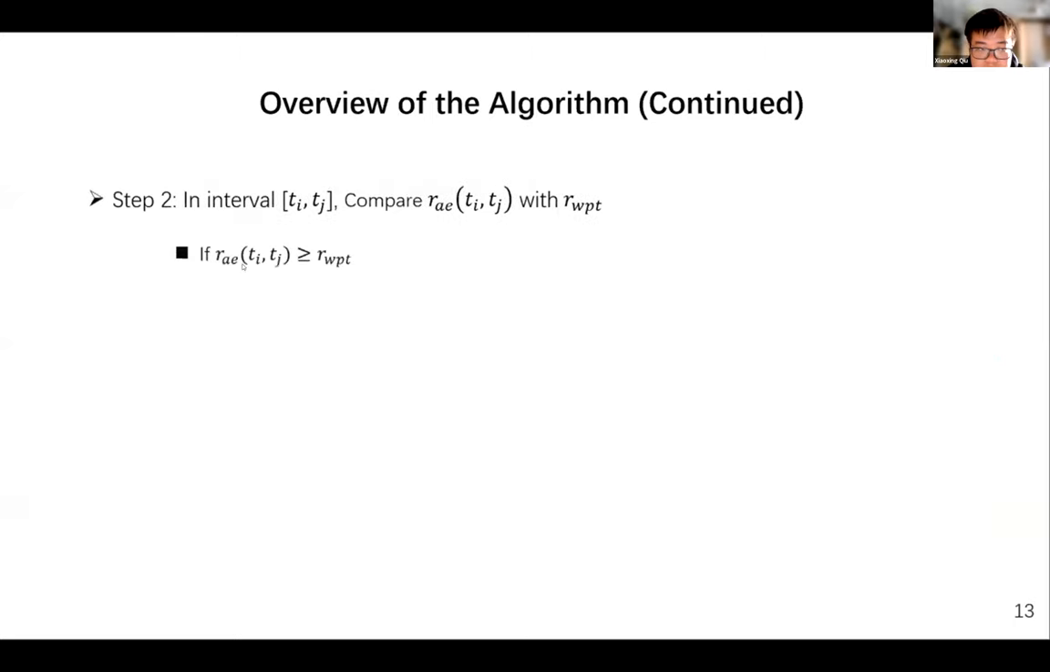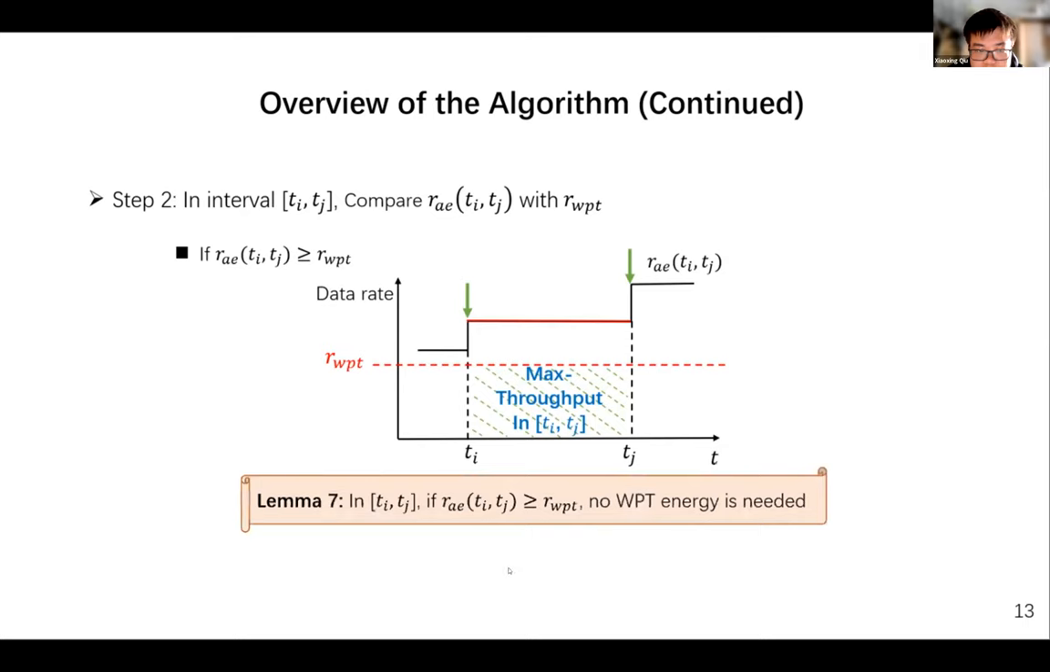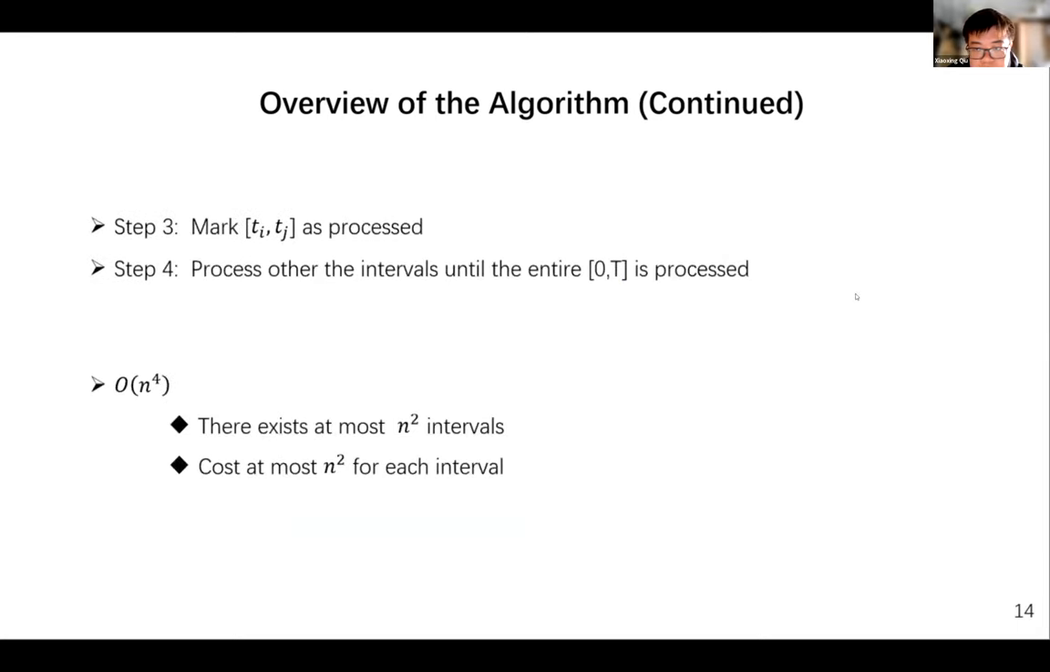In the other case, if RAE is larger than RWPT, the maximum throughput can already be achieved by sufficient ambient energy, as proved in lemma 7. Thus, we set the data rate as RAE and no WPT energy is needed. Then the algorithm marks the interval Ti to Tj as processed and finds another interval until the entire time is processed.